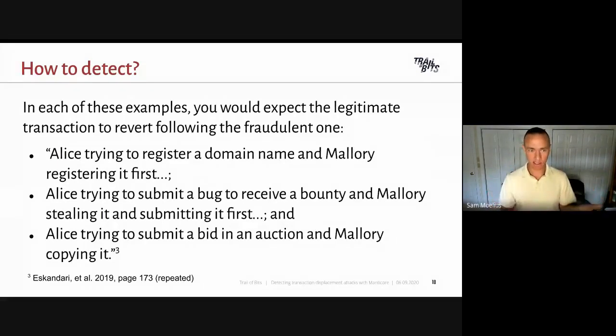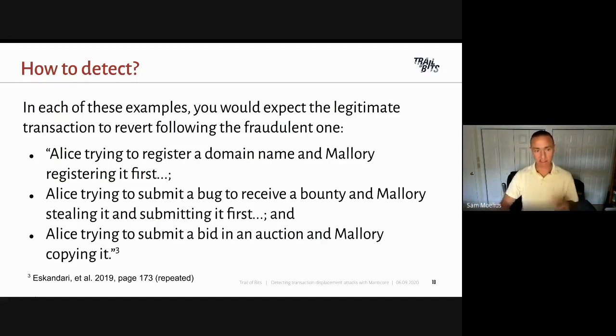How do we detect these sorts of attacks? I want to point out that if you go back to the examples that were given in that paper, you'll notice that if you were to execute the legitimate transaction after the fraudulent one, you would expect the legitimate transaction to revert. So for example, if Mallory were to already register a domain name and Alice were to subsequently try to register the same name, you would expect Alice's transaction to revert with a message like domain name already registered. Similarly, in the second case, if Mallory has already submitted that bug report, you would expect Alice's transaction to fail with a message like bug report already submitted.